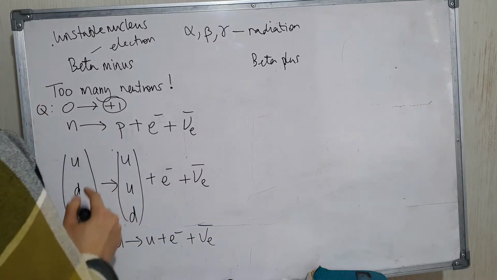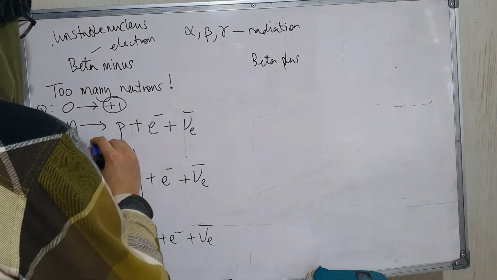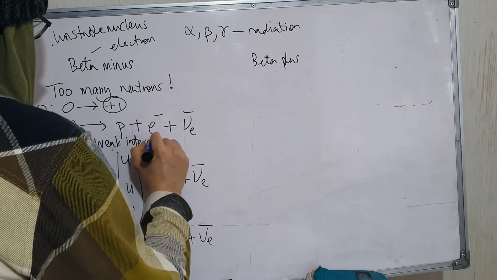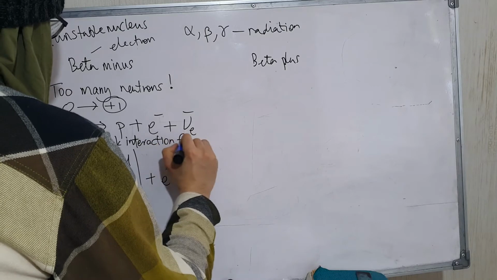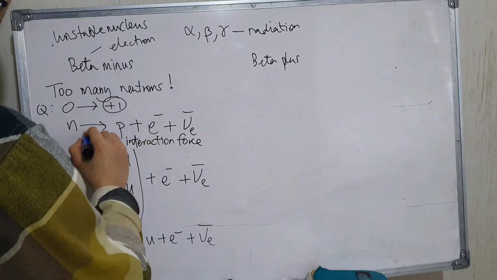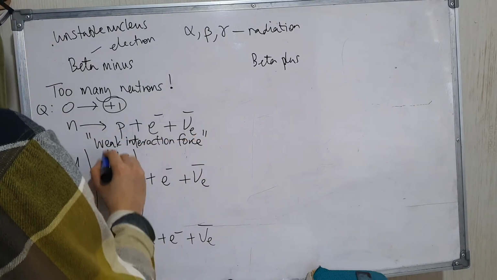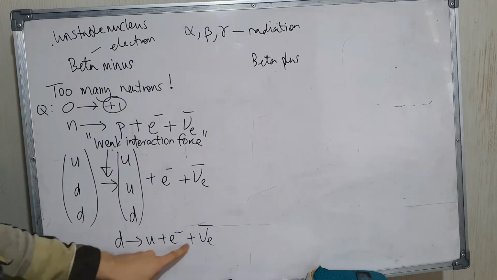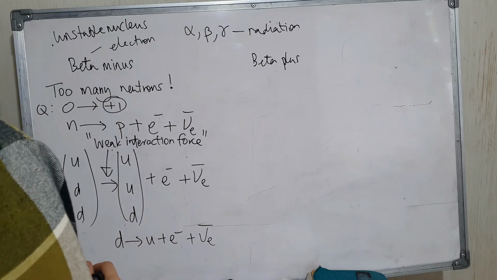So what has caused this to happen? Something called the weak force. So the weak interaction force. The weak interaction. The down quark has become an up quark, also emitting an electron and an antineutrino.